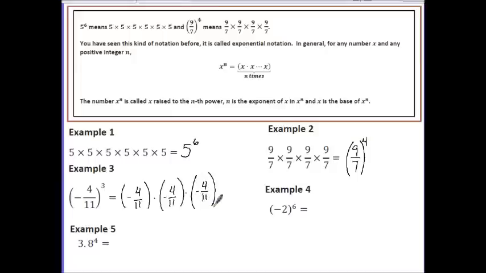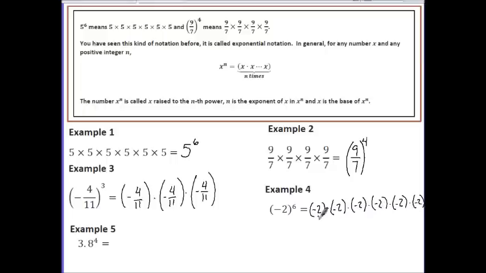And you'll see something similar in example 2. Here we don't have a fraction, but we have a negative. So here we have -2 raised to the 6th power, and I know that my base is -2, again, because it's inside parentheses. So when I expand this out, I want to multiply out -2's 6 times. So -2 times -2 times -2 times -2 times -2 times -2. 1, 2, 3, 4, 5, 6.